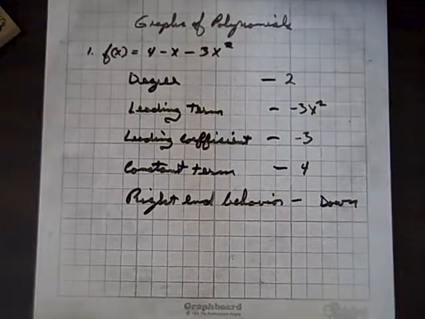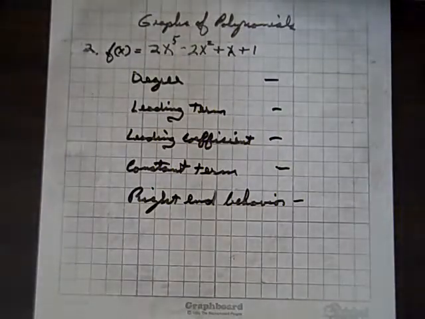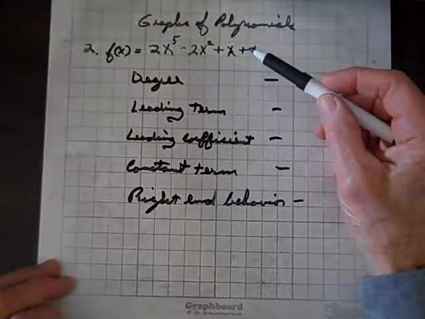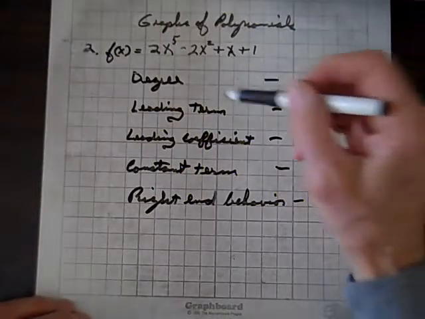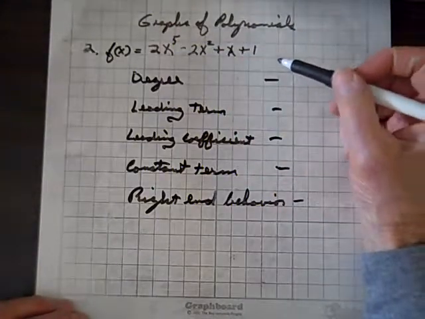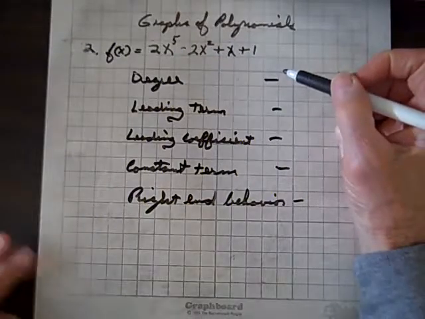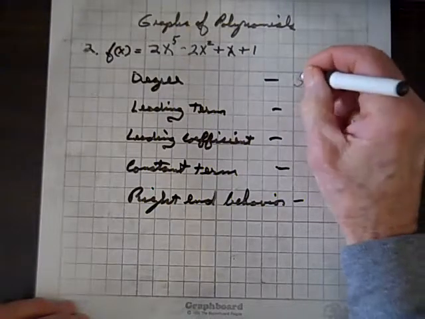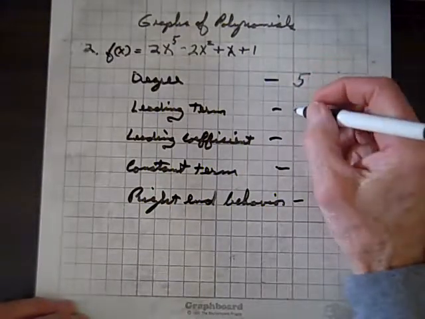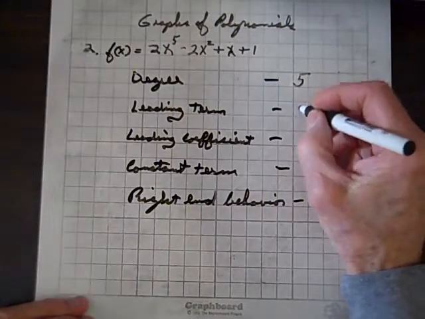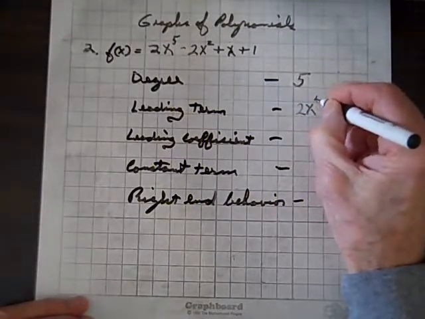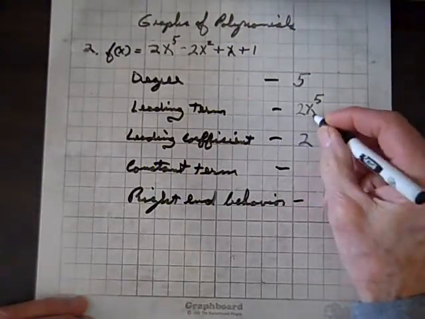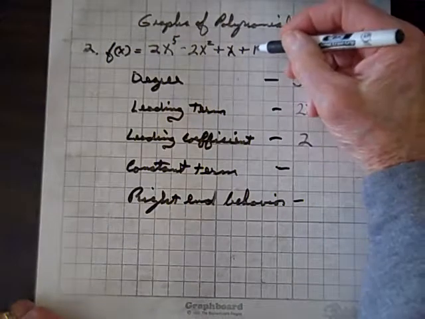Let's do another one of these. Well, we have another one of these, and this time the degree is 5 because that's the largest exponent on any of the variables, and the variables are all in the form of x. So 5 is the degree. The leading term is the degree-setting term, and that's 2x to the 5th. The leading coefficient is 2. That's the coefficient on x to the 5th. The constant term is 1.